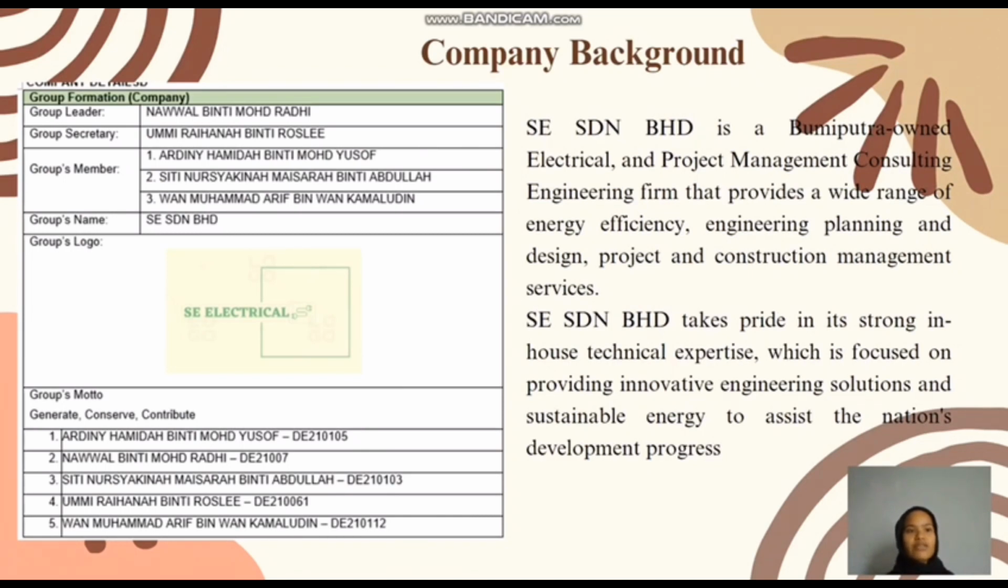So this is our group formation. The group leader is me, myself, Nawwal Binti Muhammad RADHI. Our secretary is UMMI RAIHANAH, and our group members are ARDINY HAMIDAH, SITI NURSYAKINAH Maisarah, and lastly Muhammad ARIF. So our group name is SESDM-BHD, and the group logo is there, and our group motto is generate, conserve, and contribute.